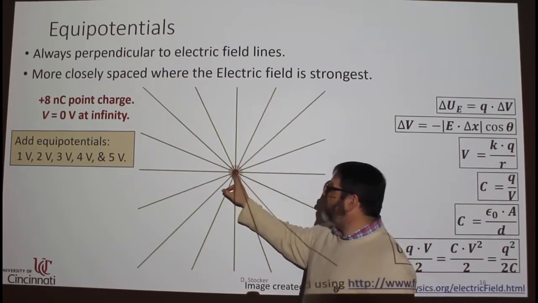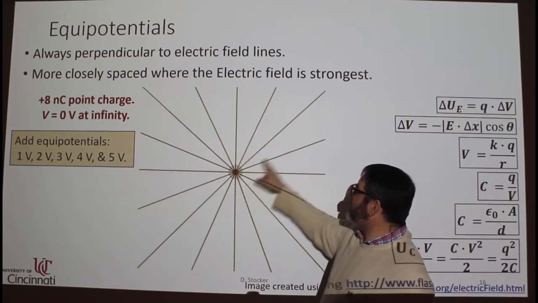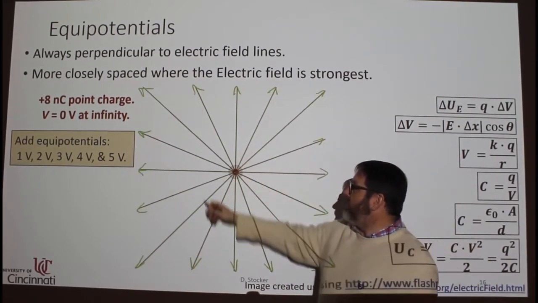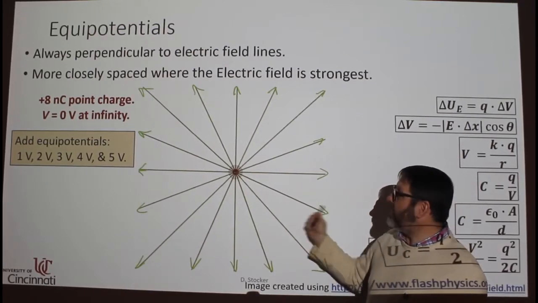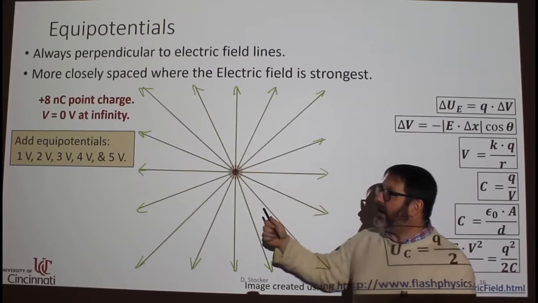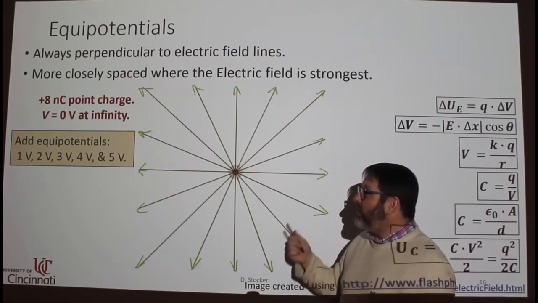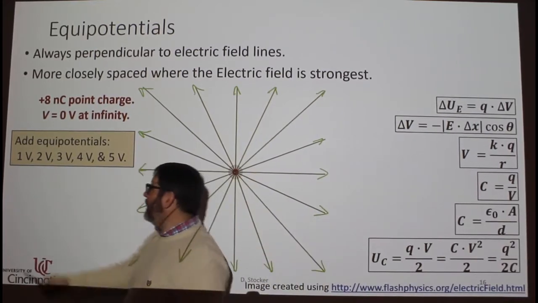So for these electric field lines, we know that since this is a +8 charge, they point outward. So really, the field lines look like this. These aren't equipotentials, these are the electric field lines. To draw an equipotential, we need to find all the locations where the potential is whatever value we're looking for.